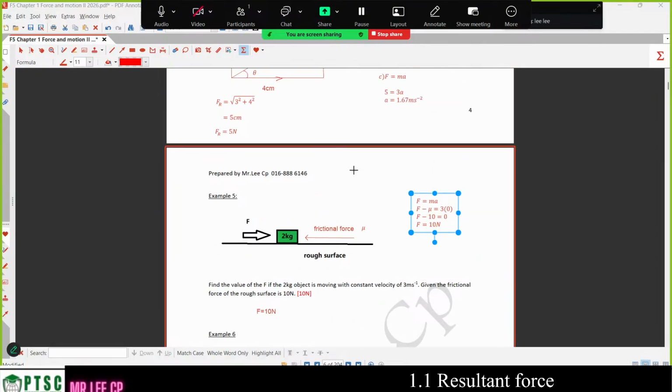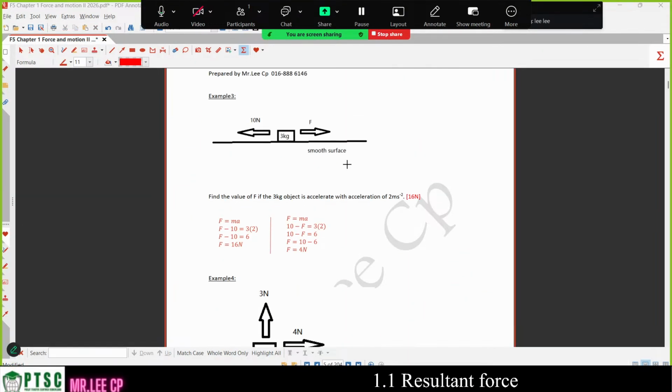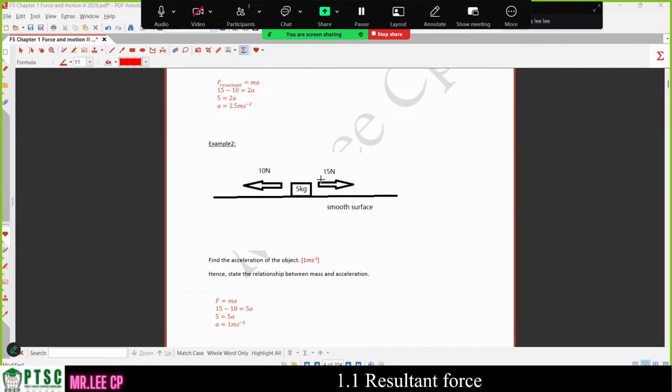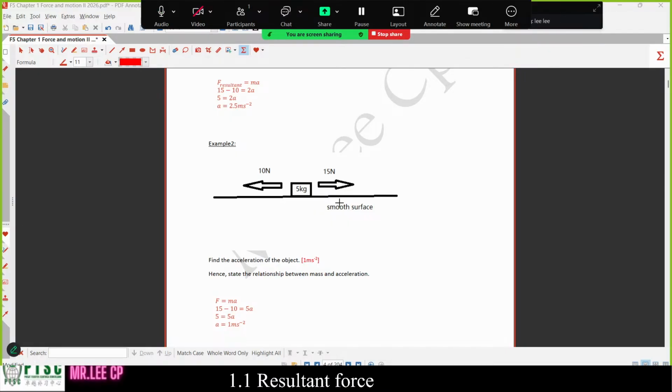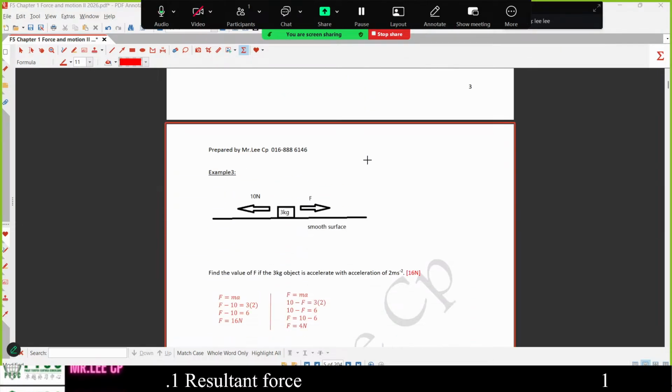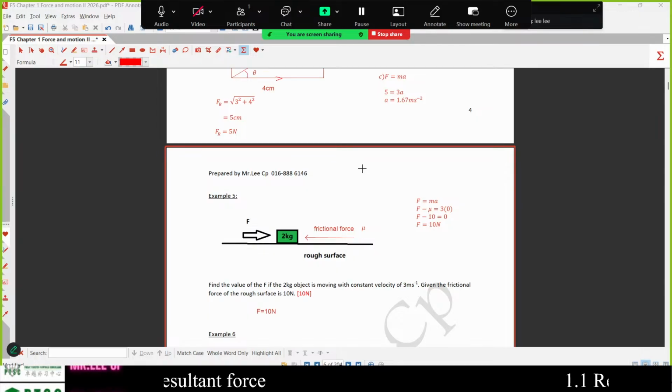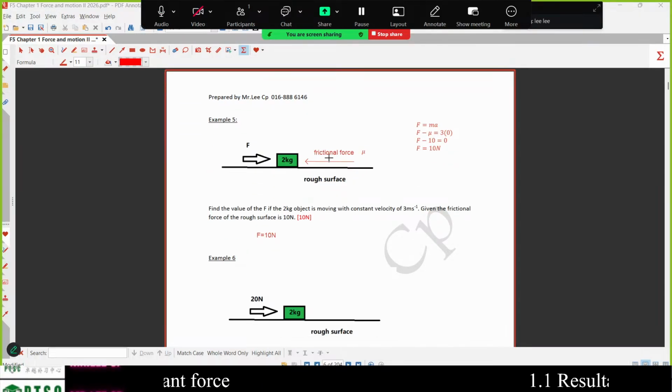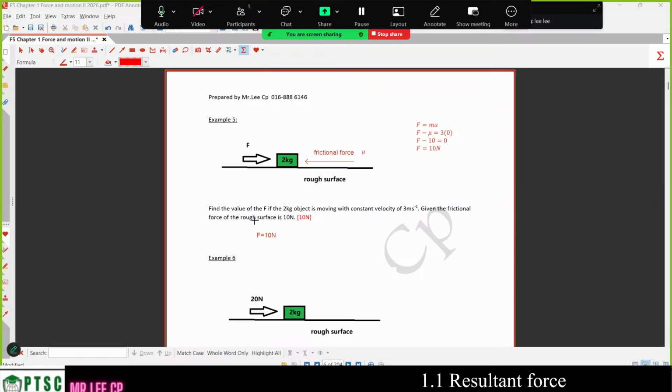Now we go back to here. For this question, here is 15, here is 10. So that is the resultant force. When this force is more than this, it will accelerate to the right. Now, when this one and this one are the same, we call it constant velocity. I don't care how much it is, it will be the same. This force is 10, so this force is going to be 10. So F is going to be 10.